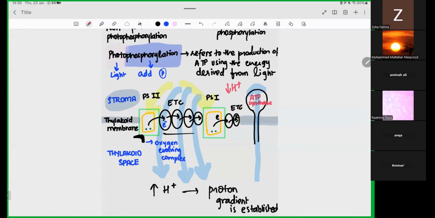And when the protons move across the ATP synthase down the electrochemical gradient, that process is known as chemiosmosis. And when these protons move through the stalked particle, the electric potential energy that is generated during that movement is utilized to form ATP by combining ADP with inorganic phosphate. Okay, I'll repeat this part.